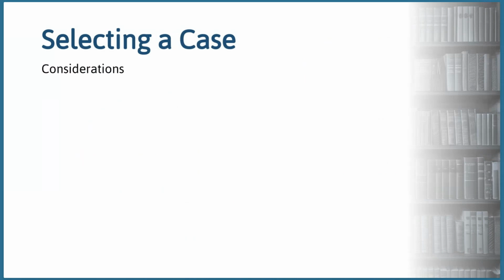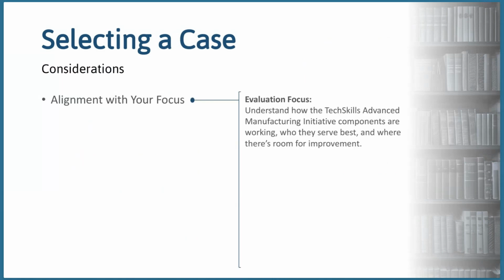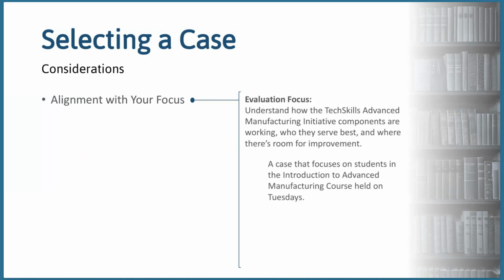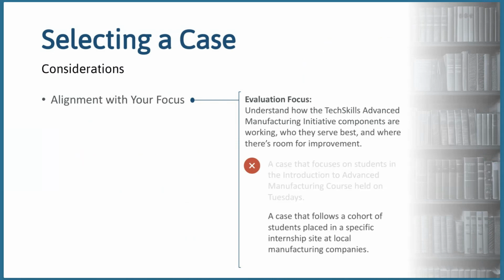When selecting a case, there are a few points that you may want to consider. First, you may consider the case's alignment to your evaluation questions. Choose a case that helps you answer what you're trying to learn. For example, if your goal is to understand how the tech skills program components are working and who they serve best, selecting a case that focuses on students in the Introduction to Advanced Manufacturing course held on Tuesdays would not be in alignment with your goal. That case is too narrow and might not capture the full range of experiences or reflect the broader program.